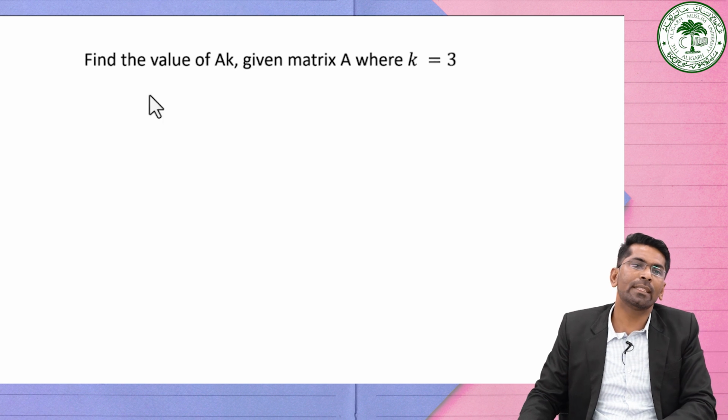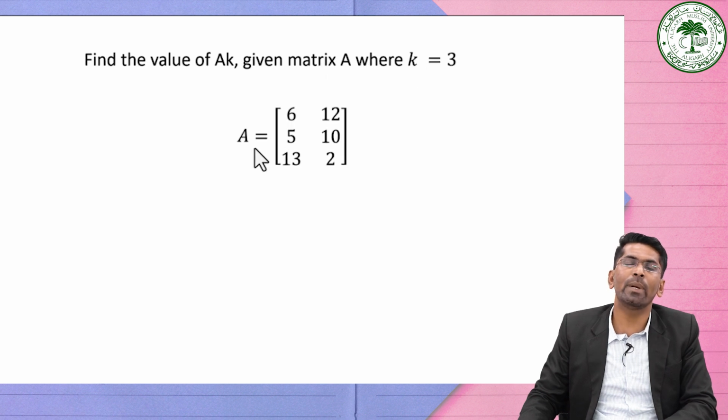So let us consider one example. We want to find the value of AK, where the matrix A is given and K is equal to 3. Matrix A is equal to 6, 12, 5, 10, 13, 2. This is a 3 by 2 matrix because we have 3 rows and 2 columns. And K is given, that is 3.